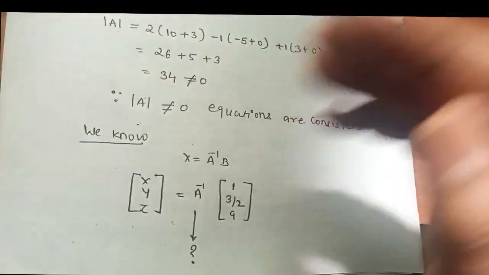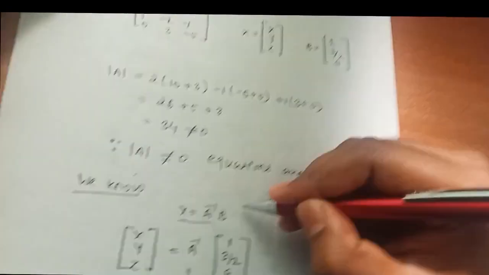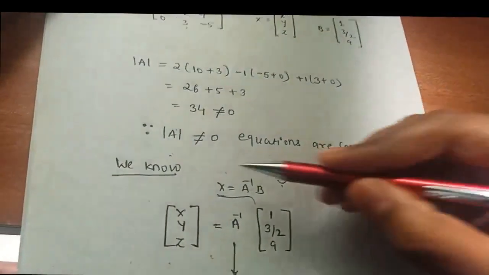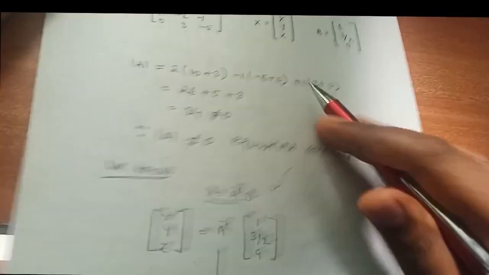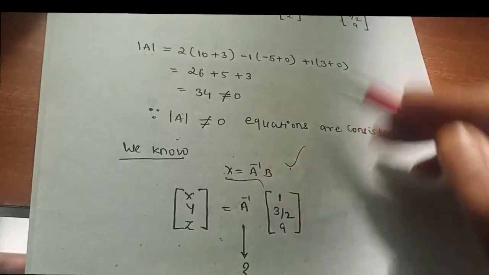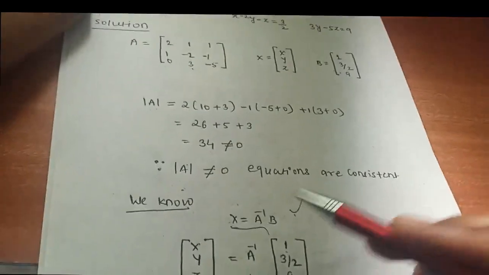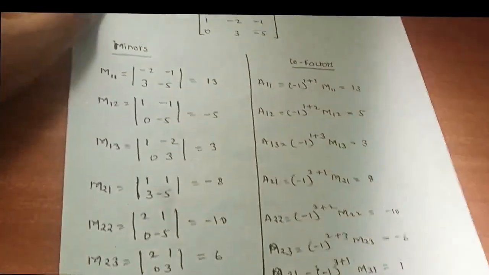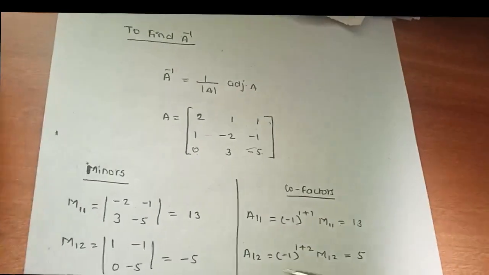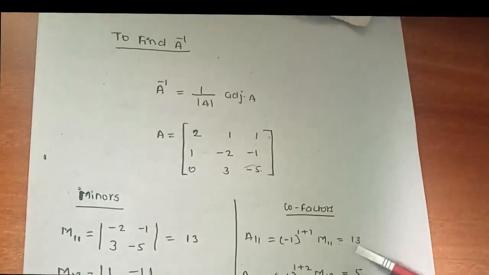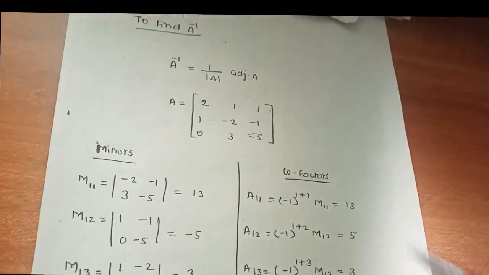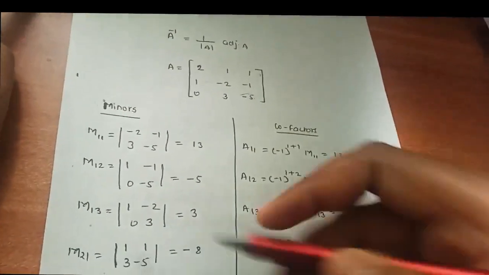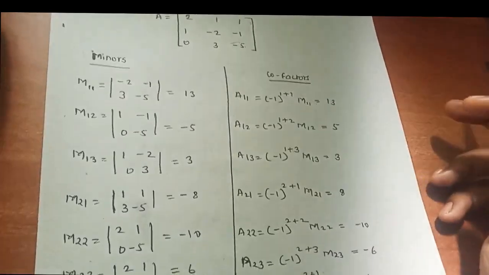Now I told you we derived this equation in the last problem, but since we don't want the proof, just remember this one. X is equal to A inverse of B. X means XYZ, A inverse into B. B means this matrix we are writing here. Now A inverse we have to find out. How to find the A inverse? Again the same method. For finding the A inverse, we have to find the minors, then we have to find the cofactors of this A by the same method we used in the previous slides. So first find the minors of each and then find the cofactors.